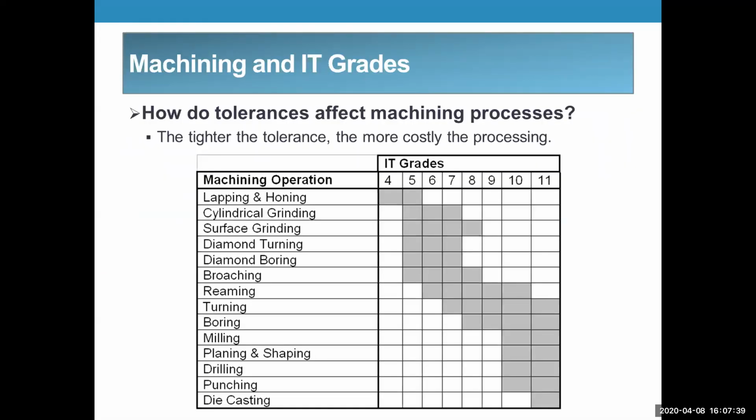Remember, last week, on Monday, we talked about IT grade numbers. In the lecture on Monday, we stated that as the numbers go down, the tolerances get smaller. And as the tolerances get smaller, the amount of operations that need to be done to the features in order to achieve that tolerance become more numerous and more labor intensive.